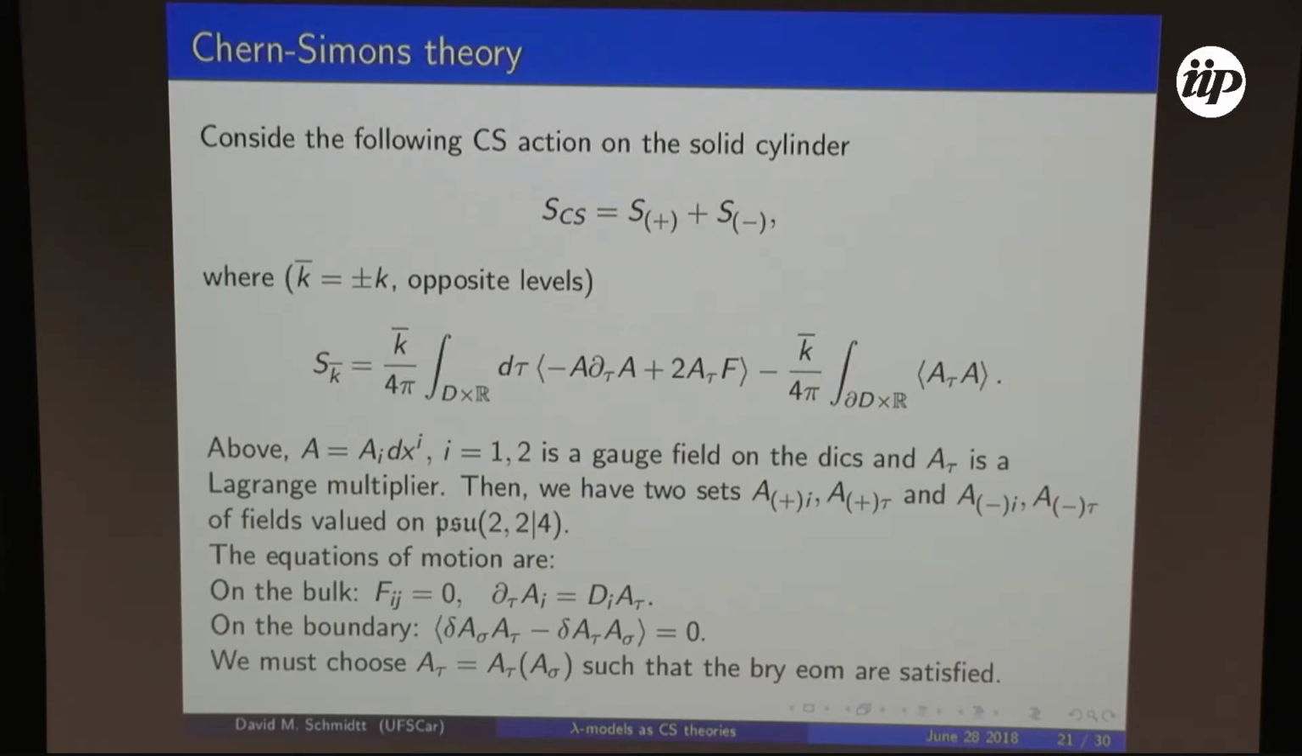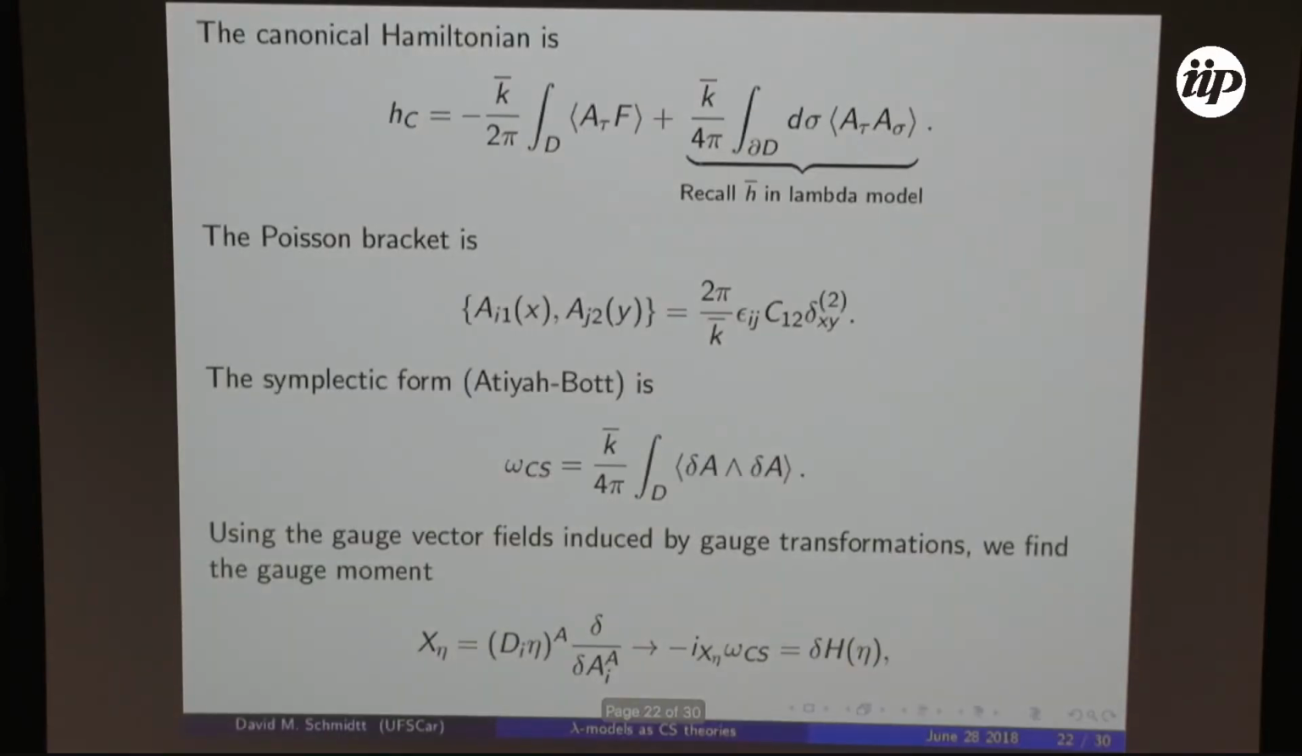This is not an easy task. Usually people take A tau equals 0, but we need it not to be trivial. We need it to depend on A sigma. So the canonical Hamiltonian is this one. The boundary contribution takes exactly the same form as the multiplication of the tau component with the sigma component. And the Poisson bracket is the usual one of a Chern-Simons theory, in which both fields are conjugate because the action is first order.